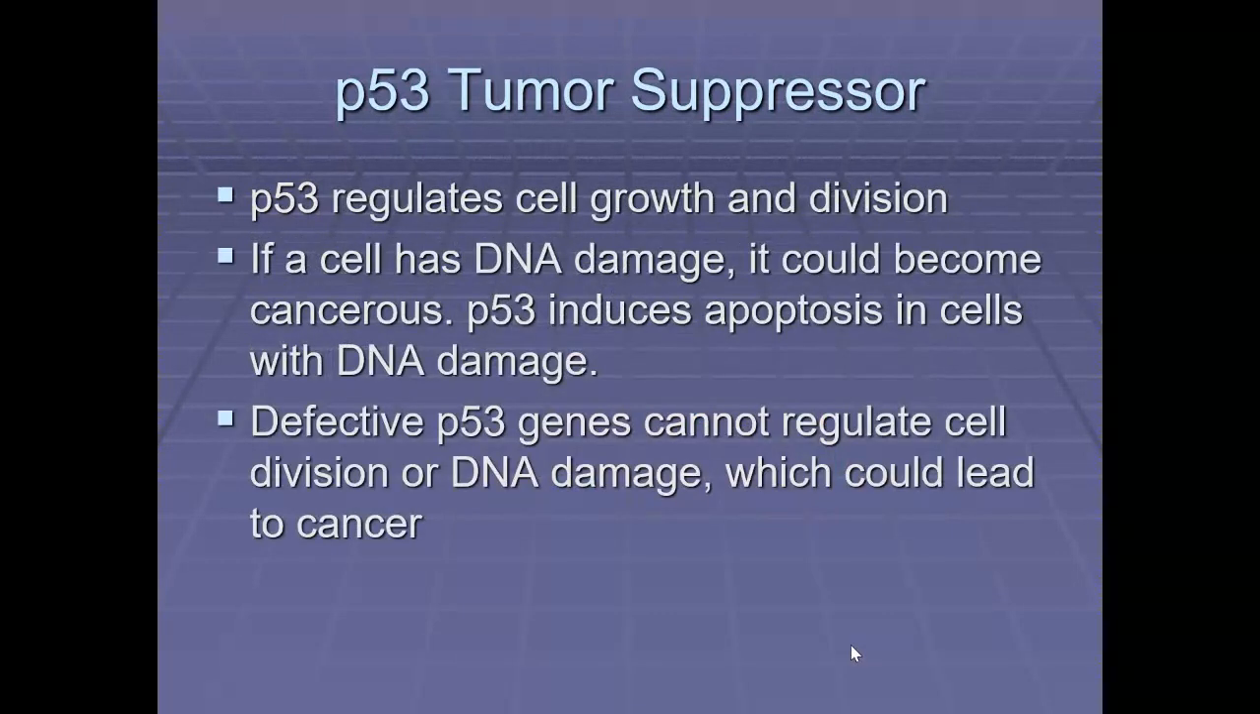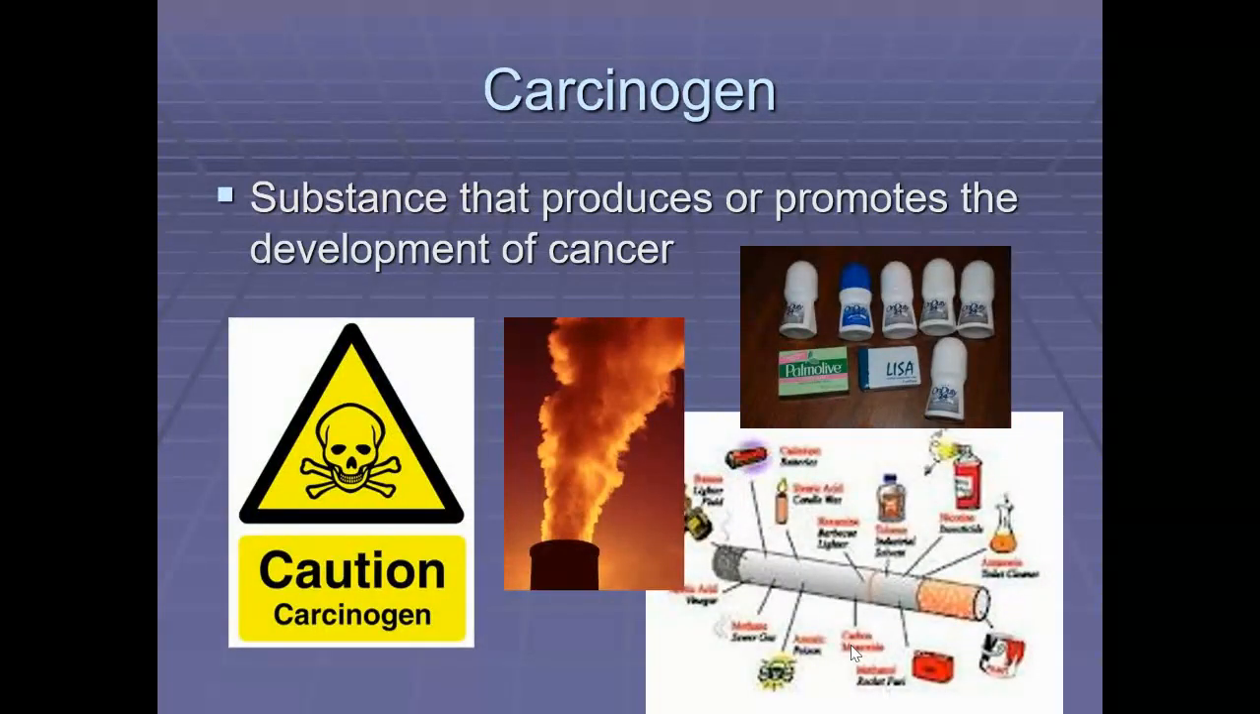This is the last slide. P53 tumor suppressor regulates cell growth and division. If a cell has DNA damage, it could become cancerous. P53 induces apoptosis in cells with DNA damage. And defective P53 genes cannot regulate cell division or DNA damage, which could lead to cancer.